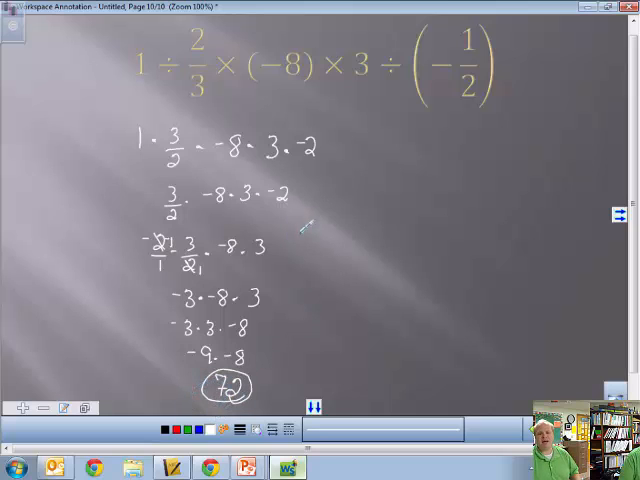I rearranged this a couple different times, and I was able to do that through the use of the properties. Remember that we have three of them now. We have the associative property where I changed the grouping. I have the commutative property where I changed the order. I did that here, and I did that here. I have the distributive property where the number outside the parentheses, I'm going to distribute to everything on the inside of the parentheses.